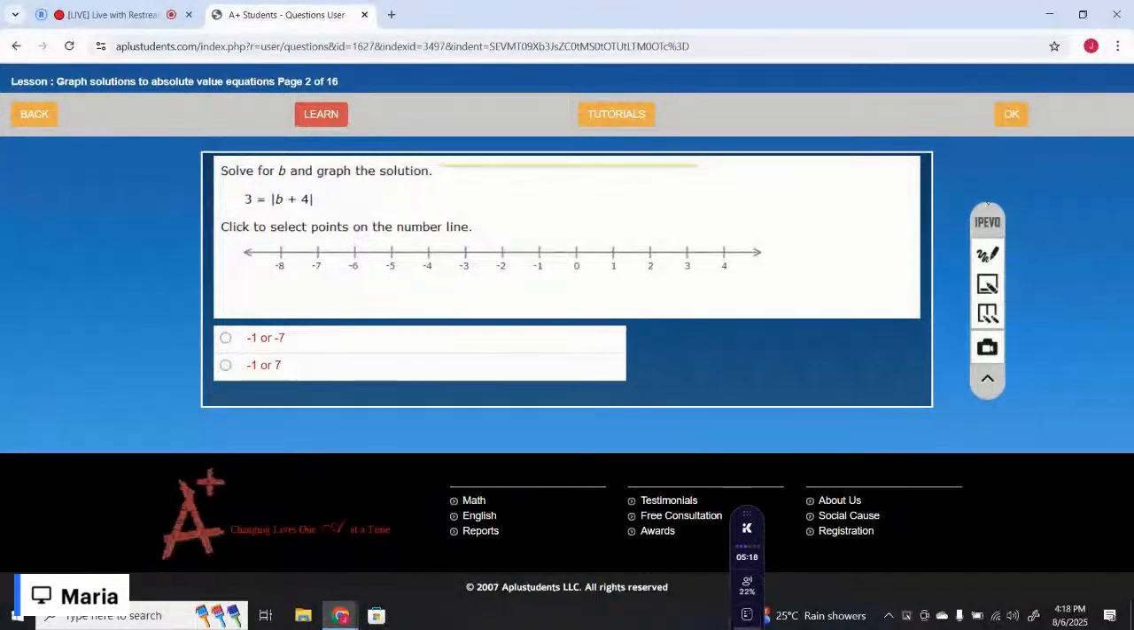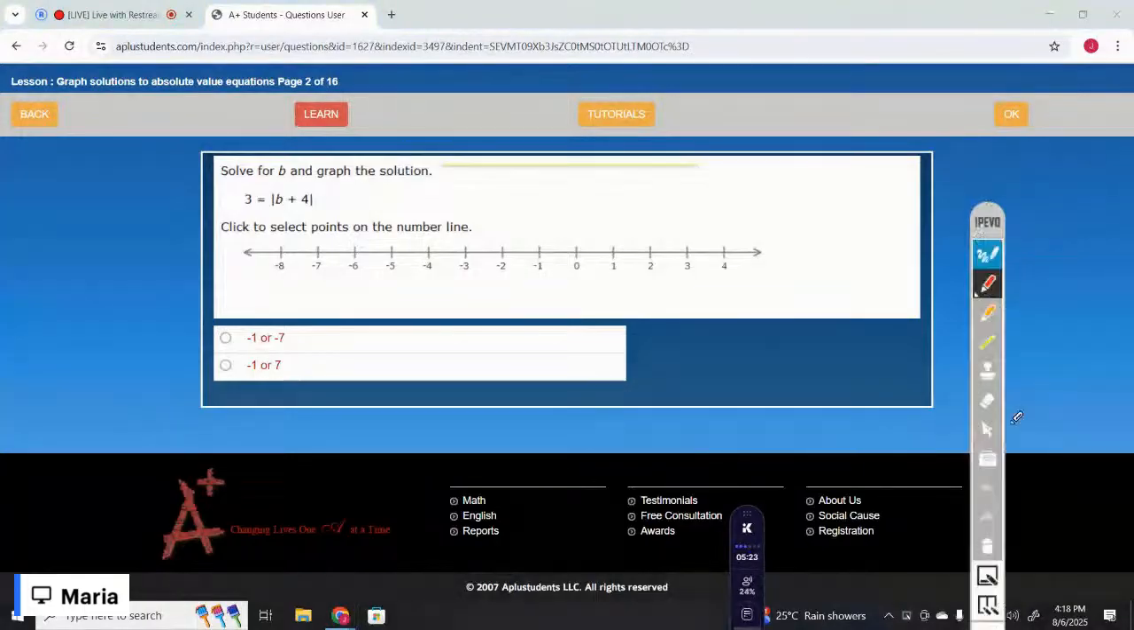Solve for B and graph the solution. So we have two cases, the positive and the negative. The first one, B plus 4 equals 3. The second one is negative (B plus 4) equals 3. Let's solve them. B equals 3 minus 4, that is negative 1.